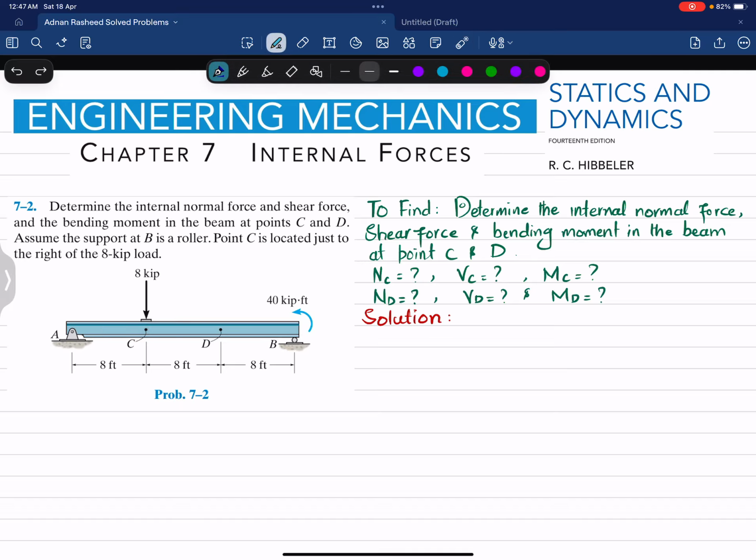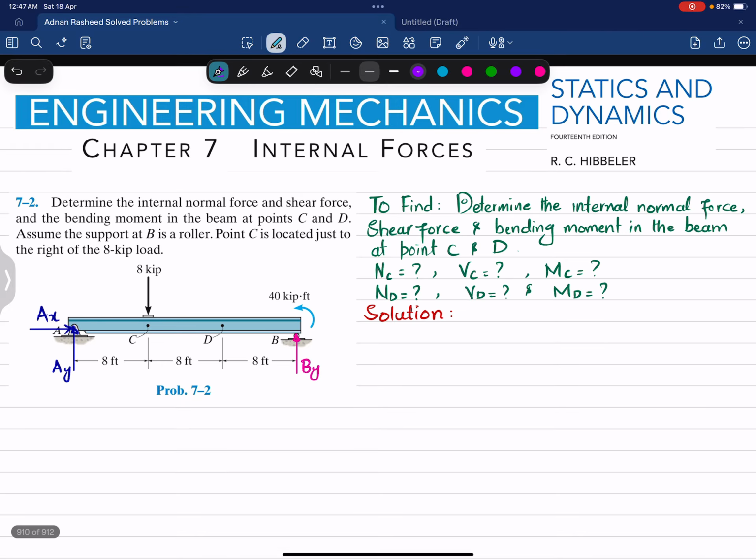The first step is that if you remove this pin support at point A, you will have a normal force which is AY, as well as a horizontal reaction force which is equal to AX. Similarly, if you remove this roller support at point B, you will have a vertical reaction force which will be represented as BY. So we'll find this AY, BY, and AX by using the equations of equilibrium.